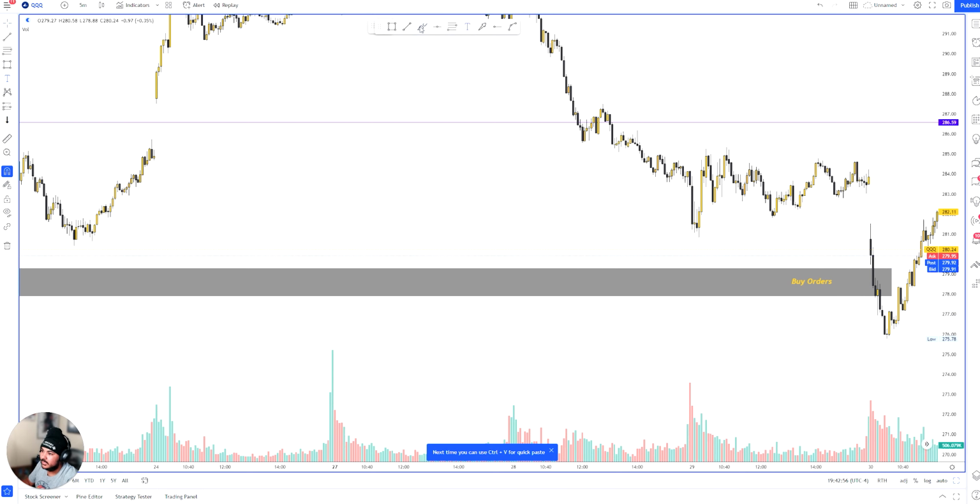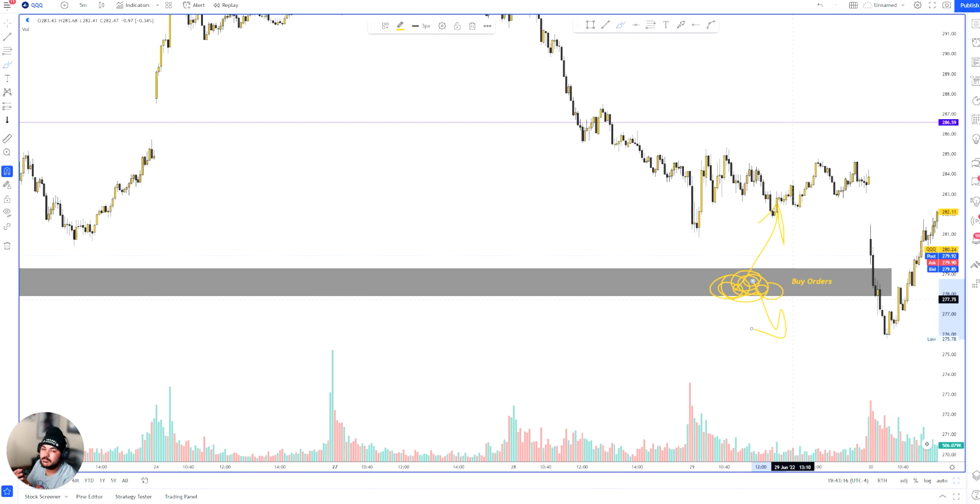So say you're an institution who is looking to buy at this level. Okay, you're buying at this level. So you have your buy orders at this level. You want the stock to go up from here. Say in the rare case where it breaks down and it doesn't bounce, right? Where is your stop loss?